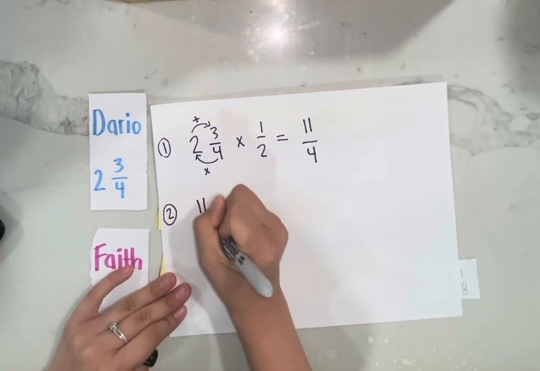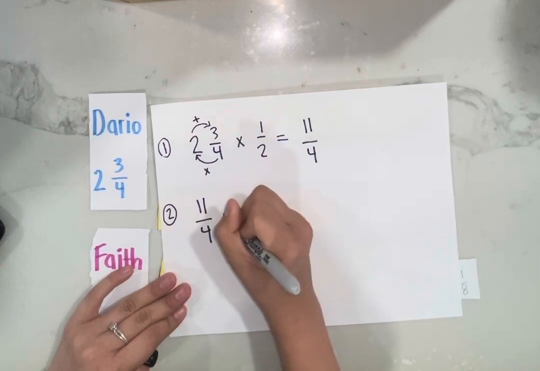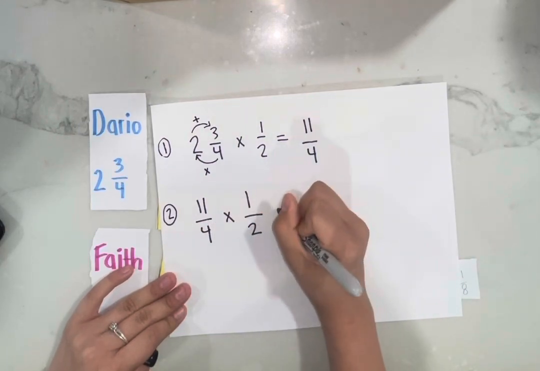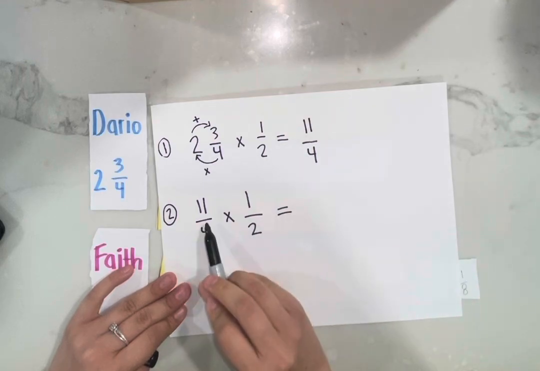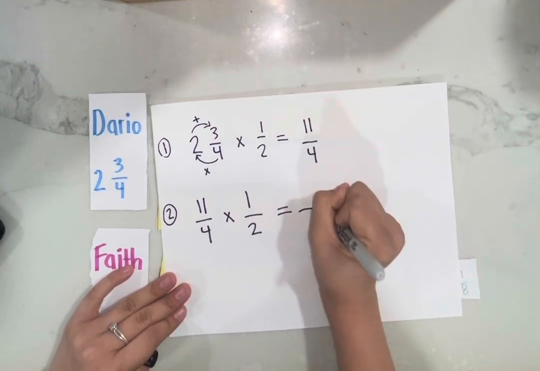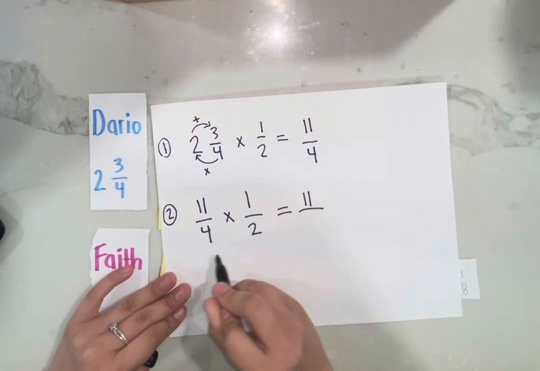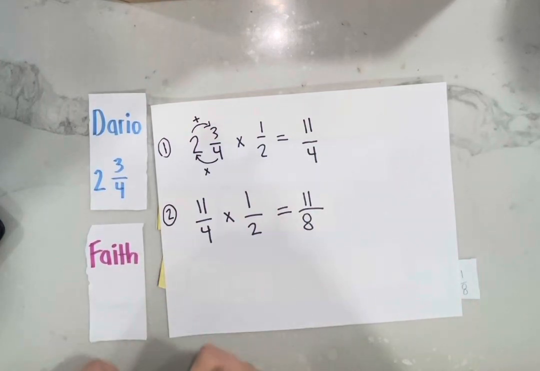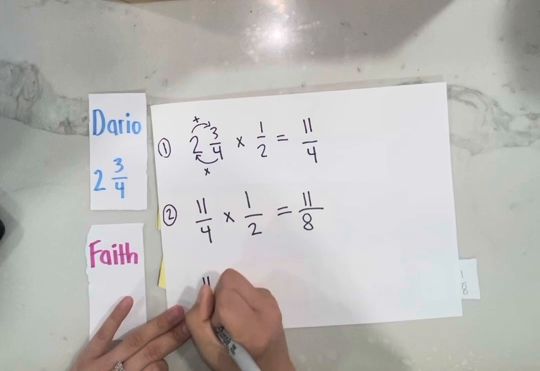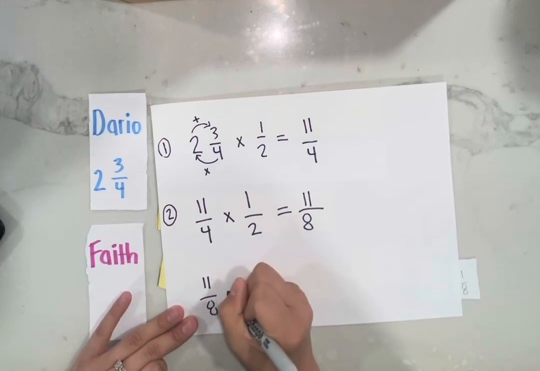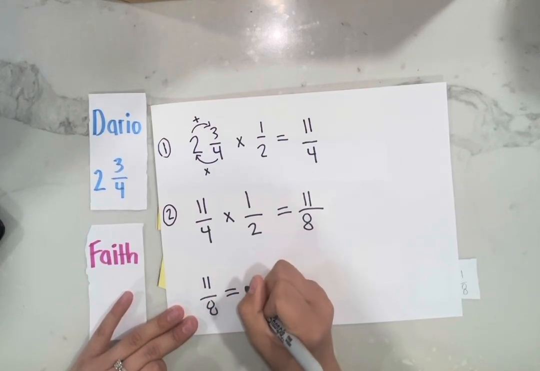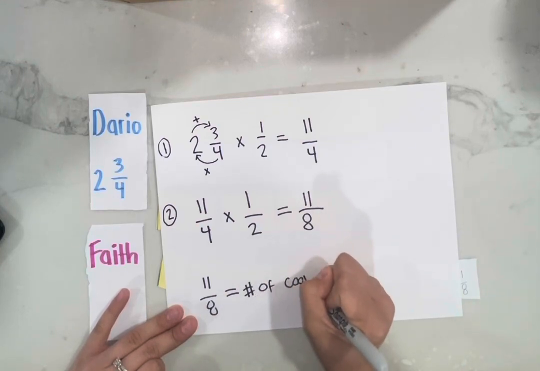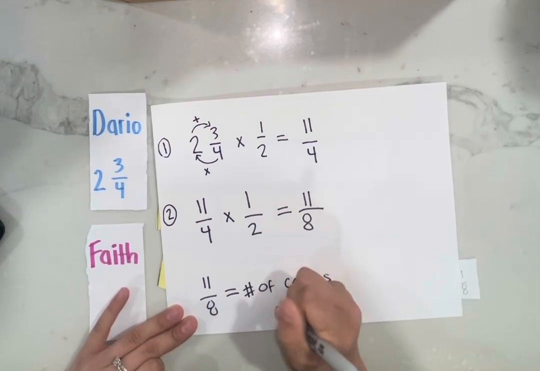So it's going to be 11/4 times 1/2. And that equals 1 times 11 is 11, and 4 times 2 is 8. So 11/8 equals the number of cookies Faith ate.